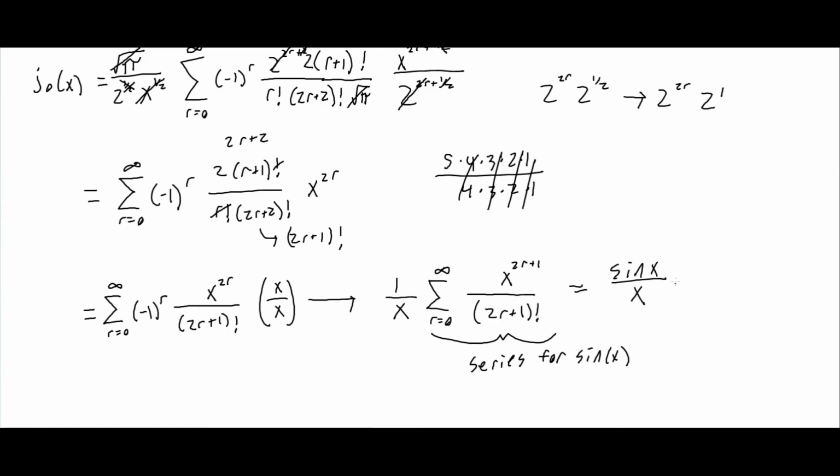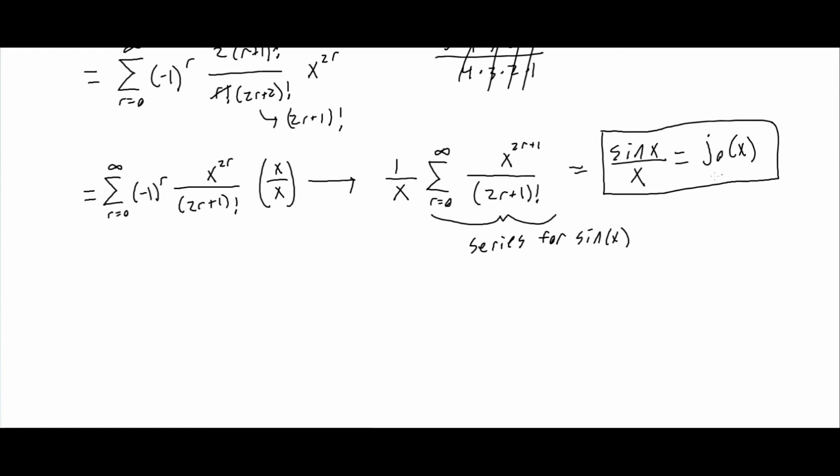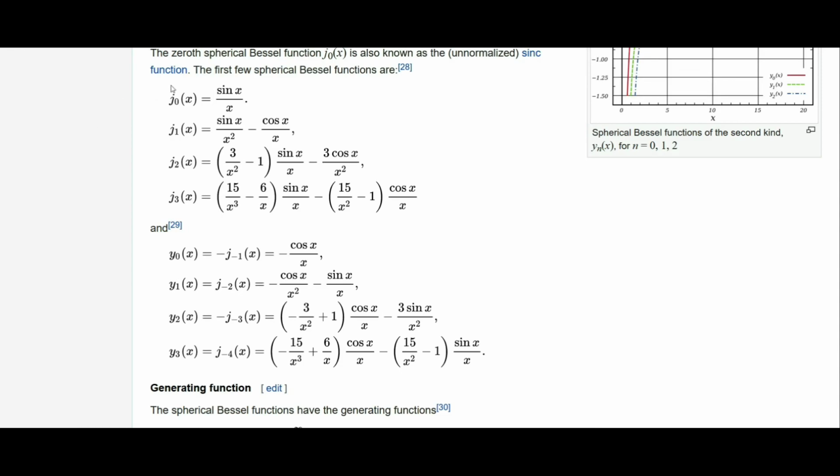And so this is the j naught of x. So the zeroth spherical Bessel function is sine of x over x. All of these spherical Bessel functions end up being in terms of these trigonometric functions, and I will show you that on the Wikipedia page. So these are the first three of our j, and we also see that we can have the y ones here as well. But j naught is sine of x over x.